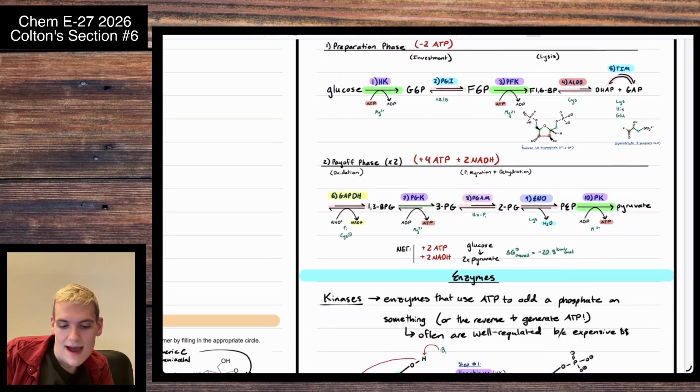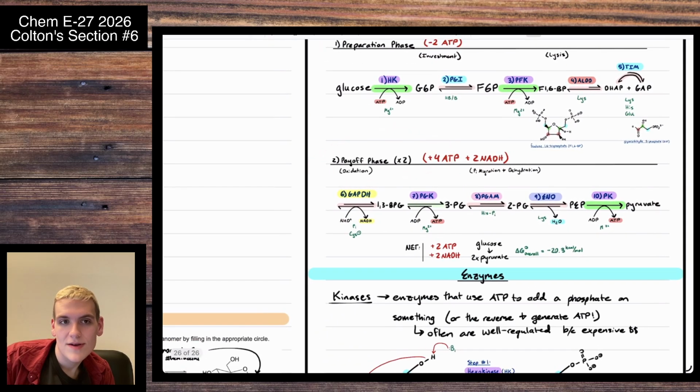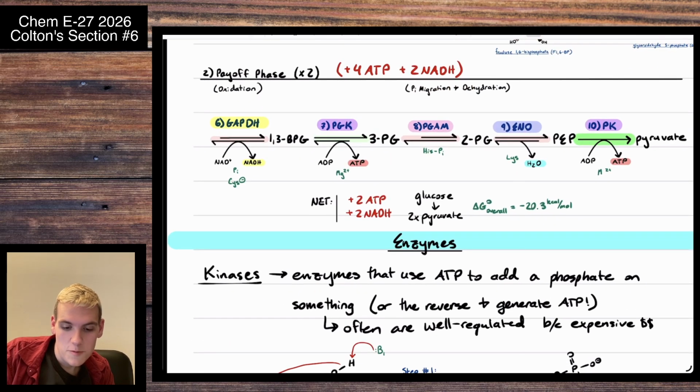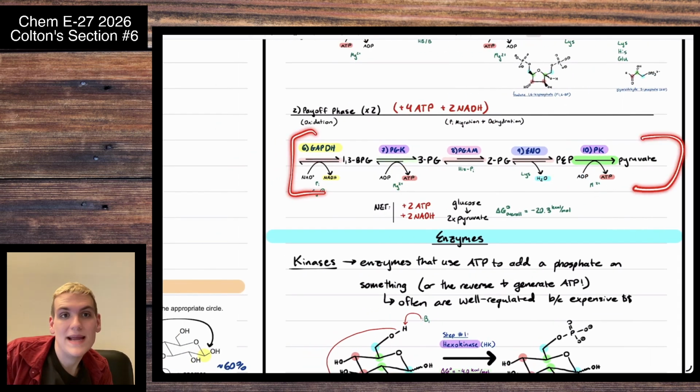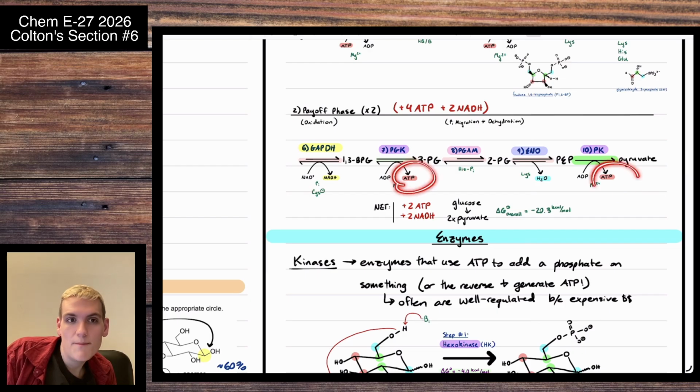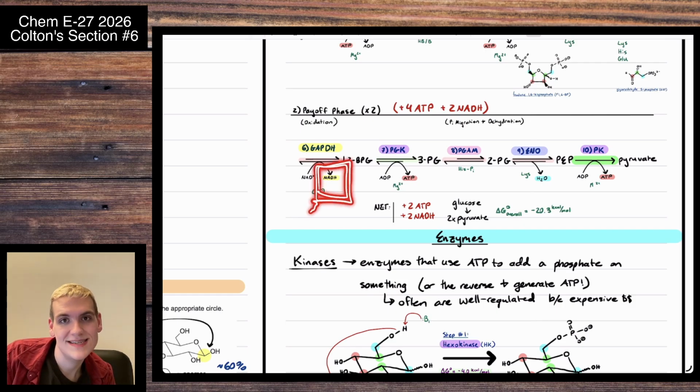And then the second half is our payoff phase. So in the payoff phase, we get money. We get ATP out. And we are doing all of these steps twice because we do it for each GAP molecule. So we are getting out ATP, but what else are we getting out? We're getting out some NADHs because we are doing some oxidations now.